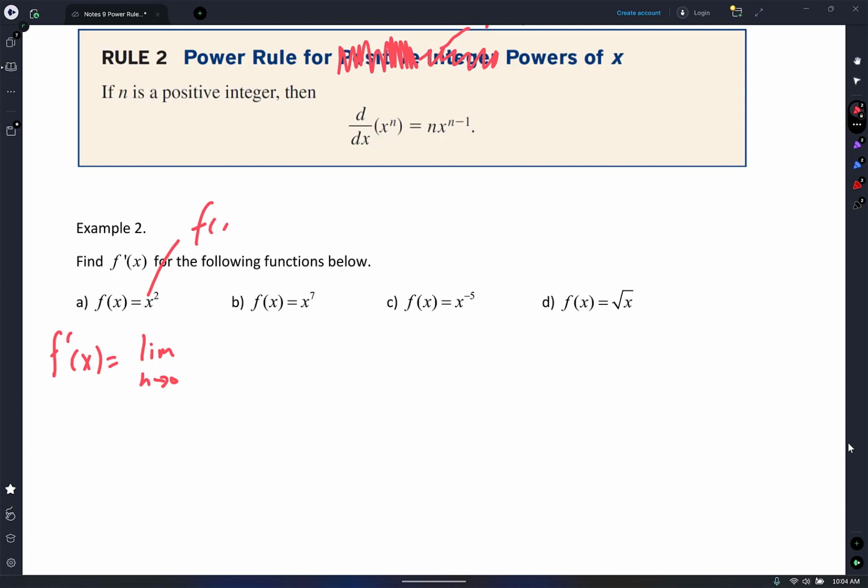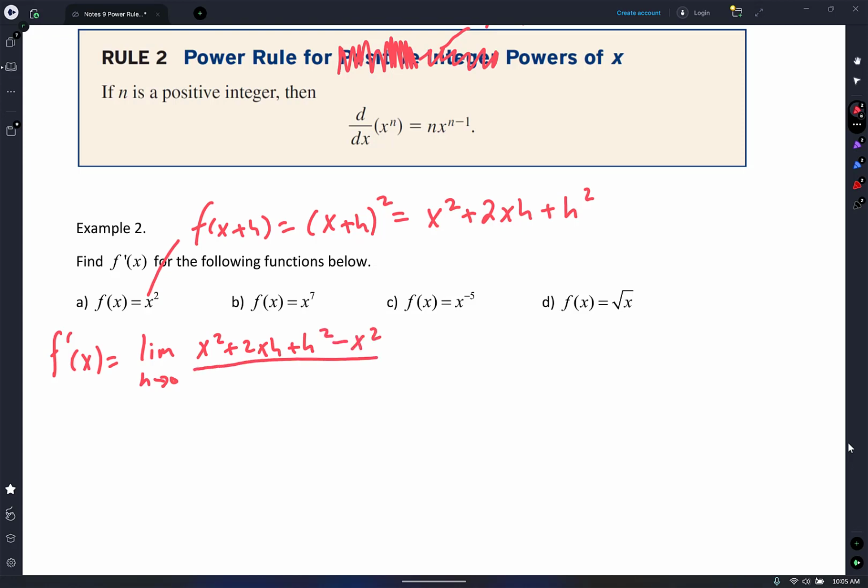So I'm going to write f of x plus h is equal to x plus h, close it, squared. X times x is x squared. X times h is xh. But you have how many of those? And then h times h is? Okay, so here's how we used to do it. Limit as h approaches 0 of x squared plus 2xh plus h squared minus x squared all over h.